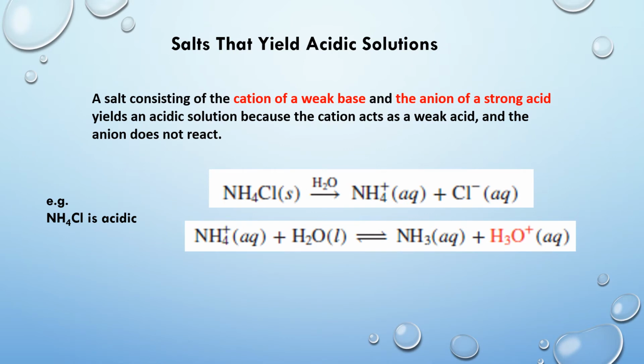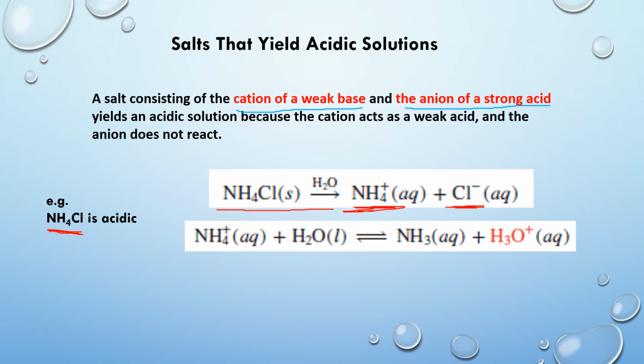When you have a salt that contains the cation of a weak base and the anion of a strong acid, and when this salt dissolves in water, the solution generated will be acidic. So let's take a look at an example. Suppose we have this compound, ammonium chloride. When this compound dissolves in water, it will generate an ammonium cation and a chloride anion.